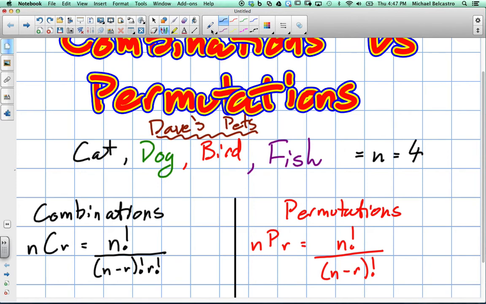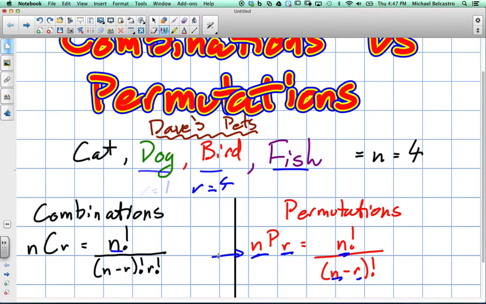Okay, so we know that we'll plug that in. We would plug the value 4 in here. And depending on how many pets he wants in each picture, that's our R. If he only wants 1 pet, then our R would be equal to 1. If he wants all 4 pets in the picture, then R would be equal to 4. And that essentially categorizes all of the variables in the equations.